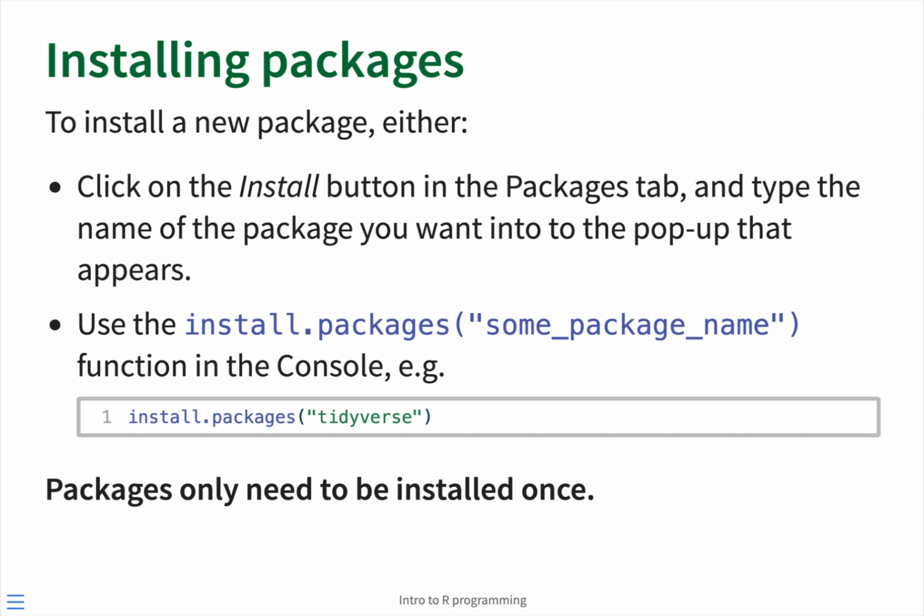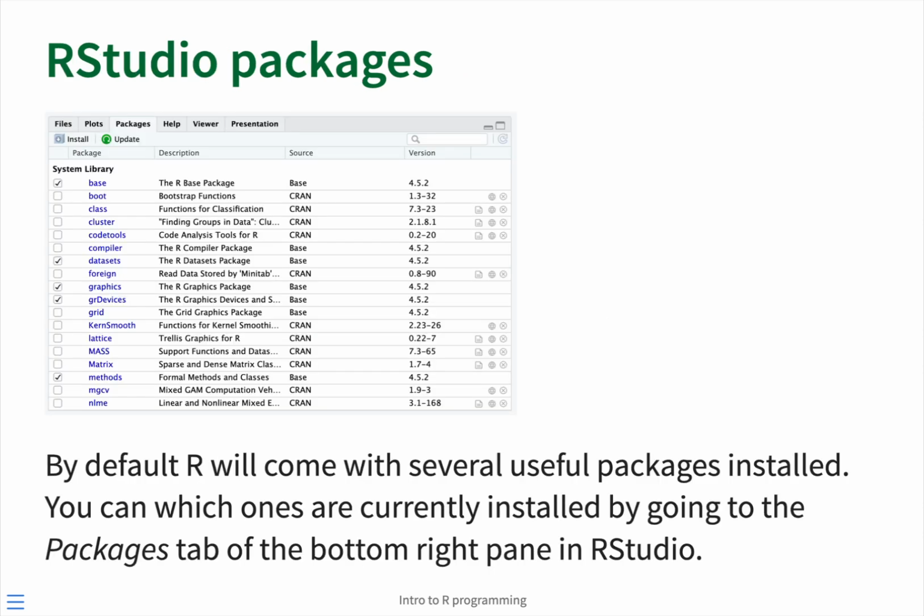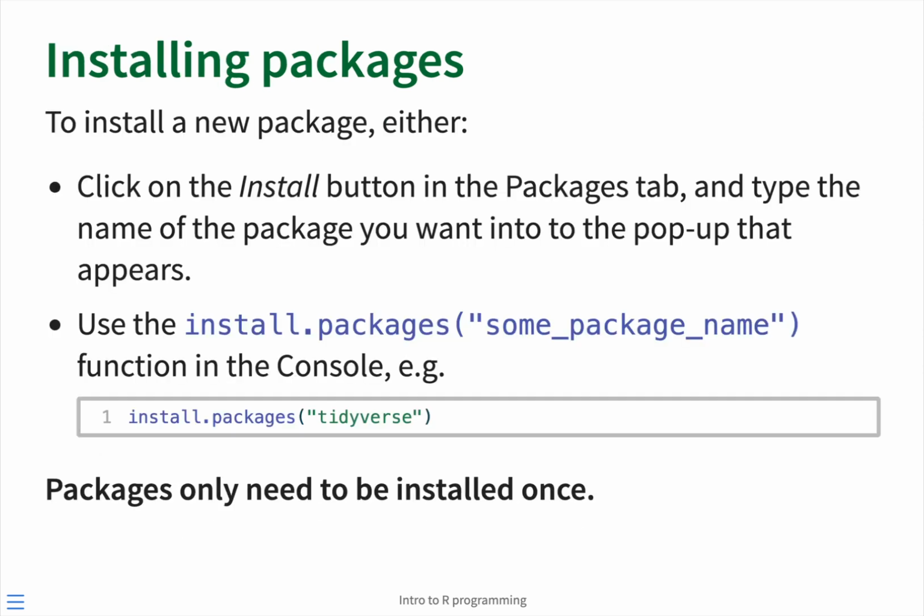To install a package, there are two easy ways to do this. One is to click on the Install button in the Packages tab. So if we go back one slide, you can see here in the Packages tab, there's an Install button. You can click that, and a little pop-up window will appear where you can type in the name of the package and then click Install. Or you can do it by typing some code into the console.